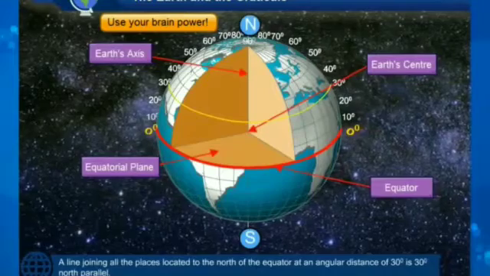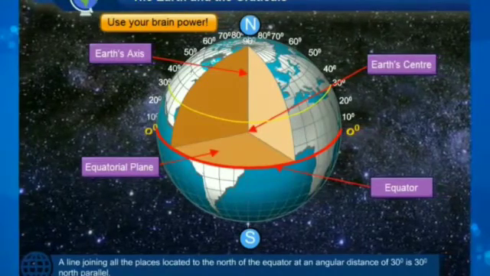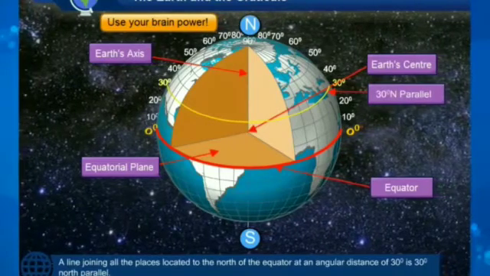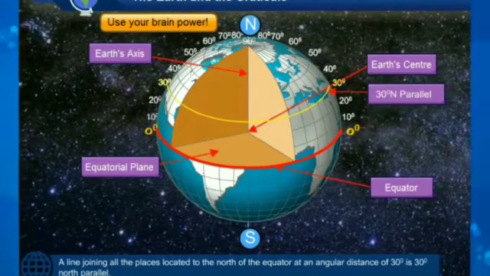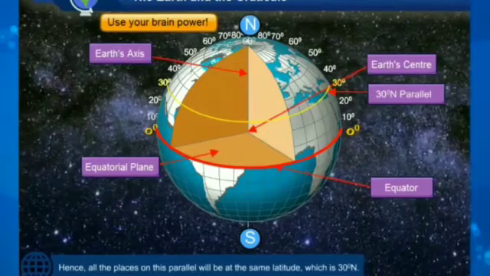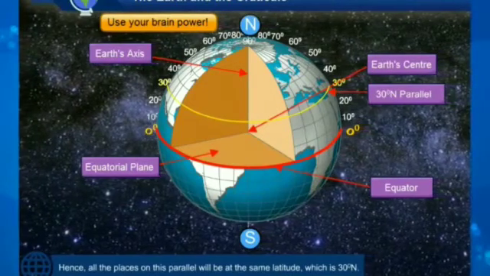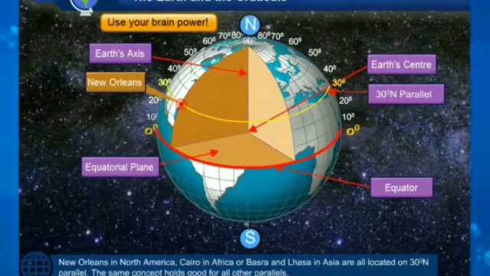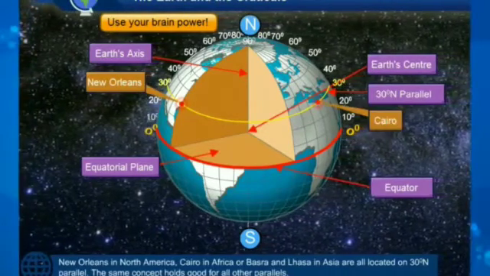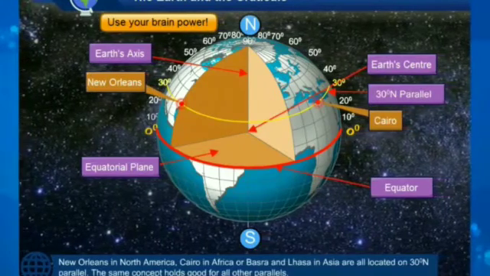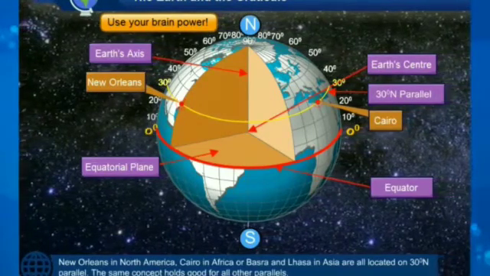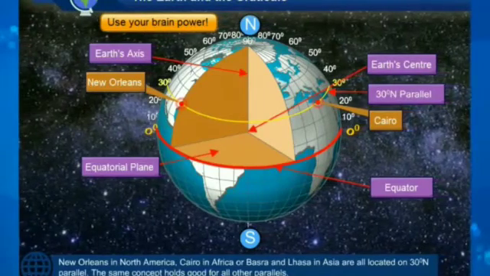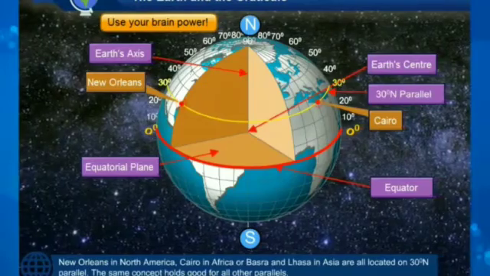A line joining all the places located to the north of the equator at an angular distance of 30 degree is 30-degree north parallel. Hence, all the places on this parallel will be at the same latitude, which is 30-degree north. New Orleans in North America, Cairo in Africa or Basra, and Lhasa in Asia are all located in 30-degree north parallel. The same concept holds good for all other parallels.